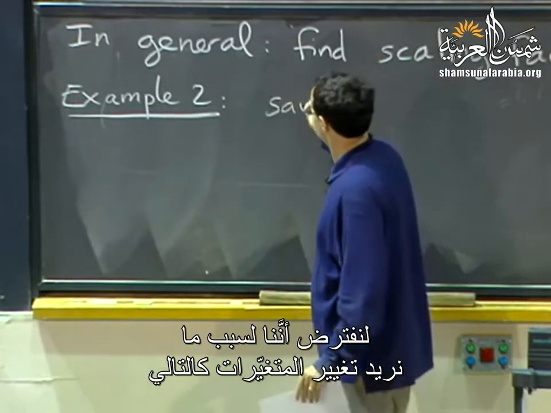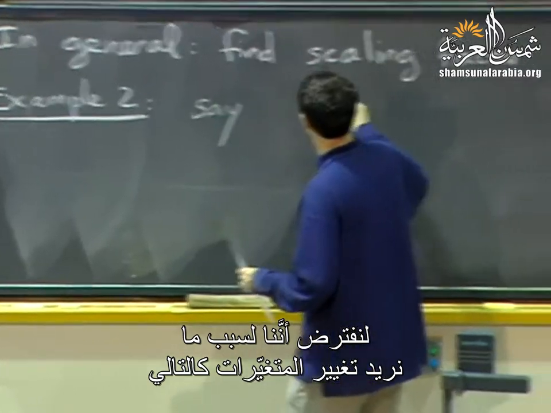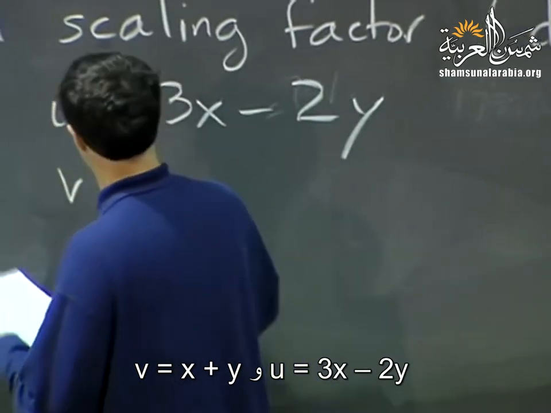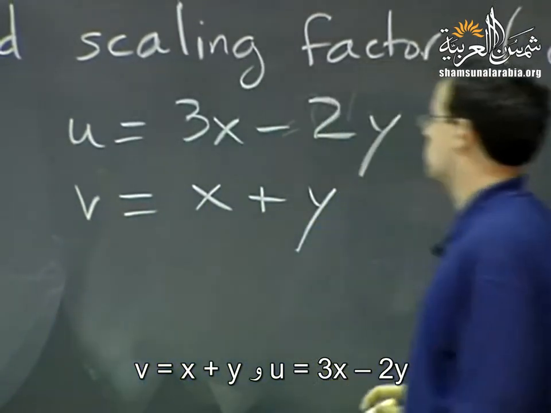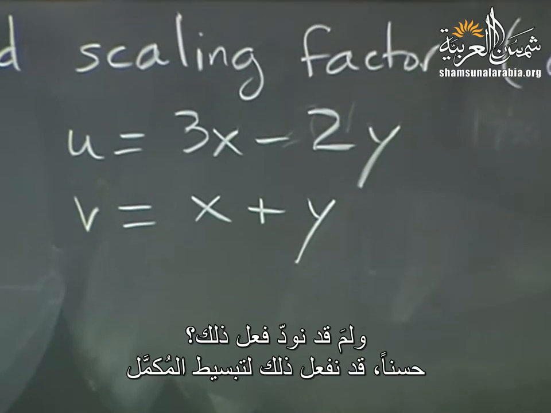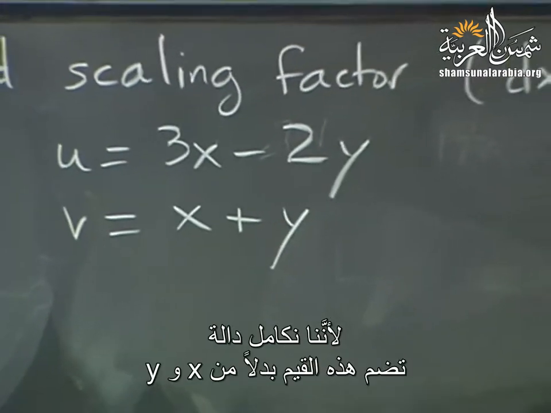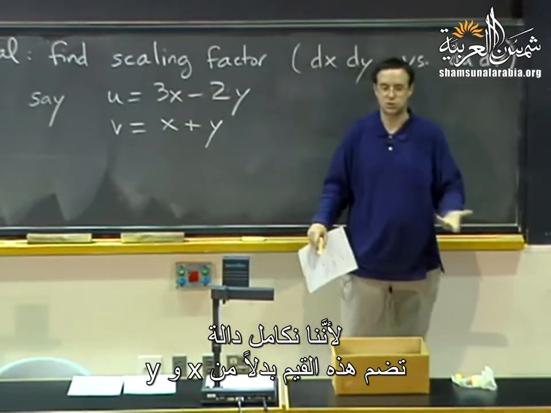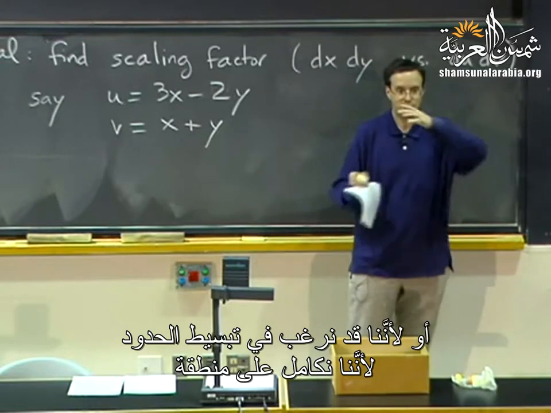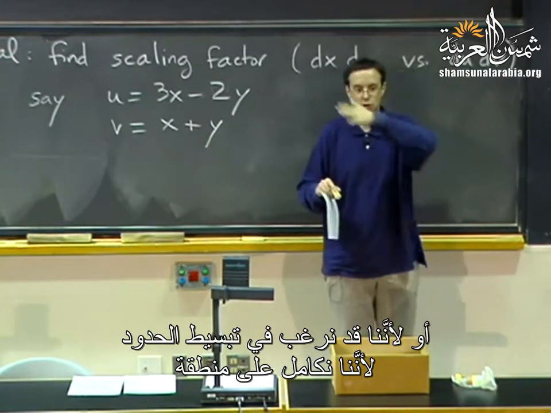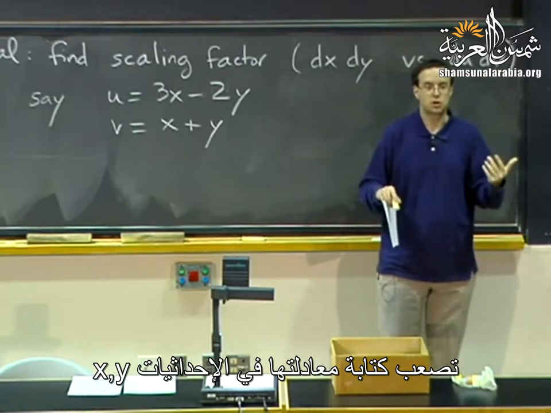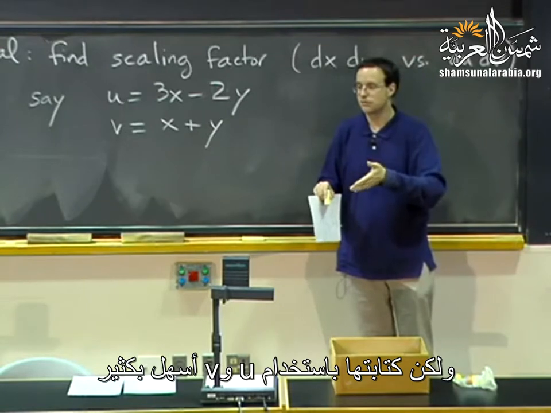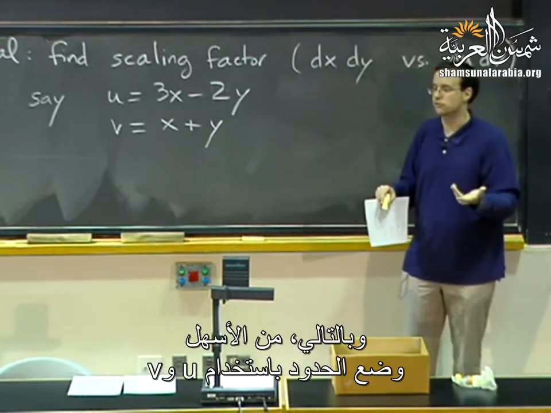Okay, so let's say that for some reason we want to do the change of variables u equals 3x minus 2y and v equals x plus y. Why would we want to do that? Well, that might be to simplify the integrand, because we're integrating a function that happens to involve these guys rather than x and y. Or it might be to simplify the bounds, because maybe we're integrating over a region whose equation in xy coordinates is very hard to write down, but it becomes much easier in terms of u and v. And then the bounds will be much easier to set up with u and v.